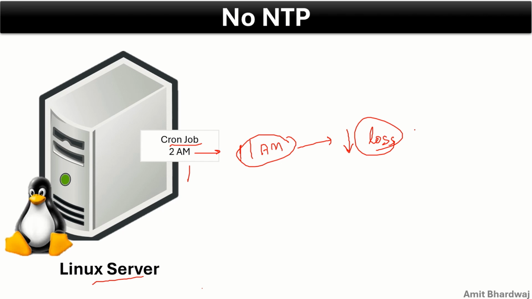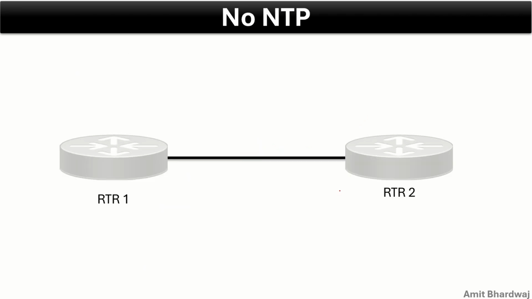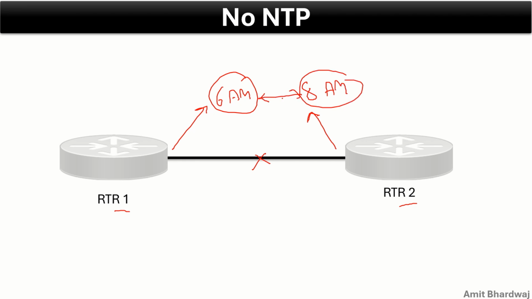Now let's move on to another scenario. Here we have two routers, router 1 and router 2, between which there was a link failure. However, when the administrator logs into router 1 and looks at the logs, he sees that it was at early morning 6 a.m. that the logs are generated and it shows the link fluctuated for 2 minutes. However, when the administrator looks into the other router, it is showing that it was at 8 a.m. This causes the confusion whether it was at 6 a.m. or 8 a.m. there was a fluctuation.